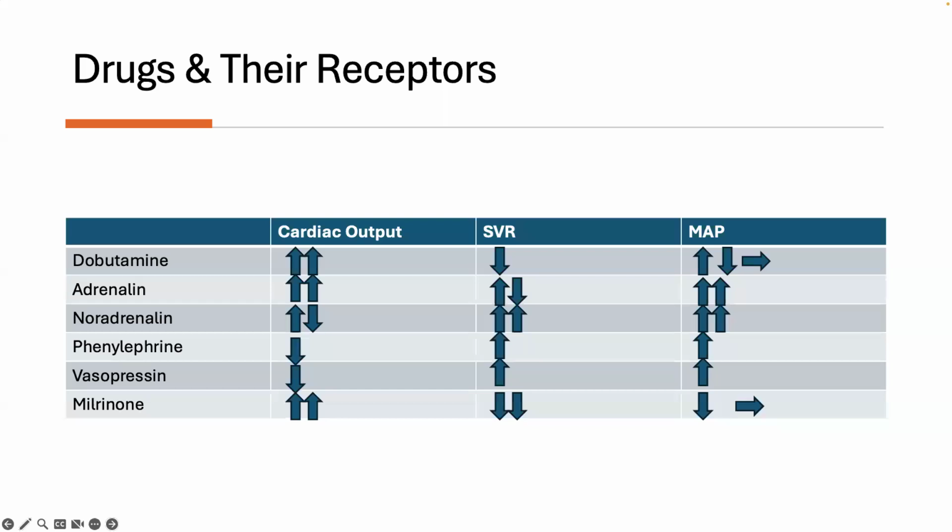So if we then look at the overall effect, dobutamine will increase your cardiac output, it will drop your systemic vascular resistance, and then depending on how that pans out, your blood pressure, your MAP, may either increase, decrease, or stay the same. Adrenaline will increase your cardiac output very dramatically. It will either increase or decrease your systemic vascular resistance, depending on how much you're giving, but it will increase your MAP.